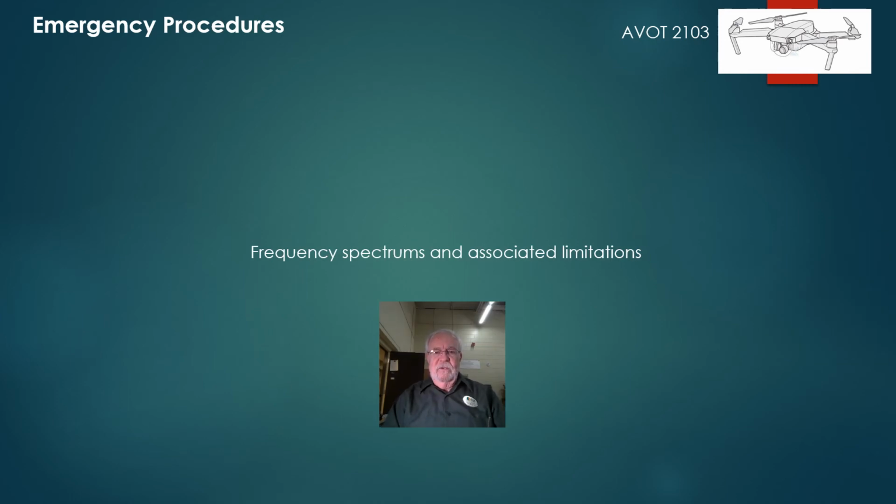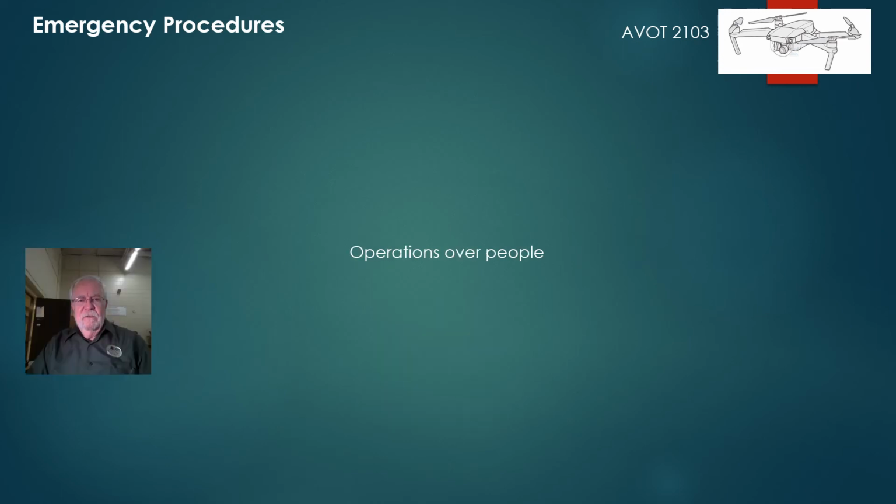Frequency spectrum and associated limitations. Now we're talking about the fact that if you had like 25 drones all at the same time in close proximity, it's possible that there may be some frequency interference between controllers. That's possible. Flying around cell phone towers or microwave towers, you could possibly have issues with that as well. So in most of these drones, you can select the frequency band that you're on so that you don't have interference. Not many questions on that, though.